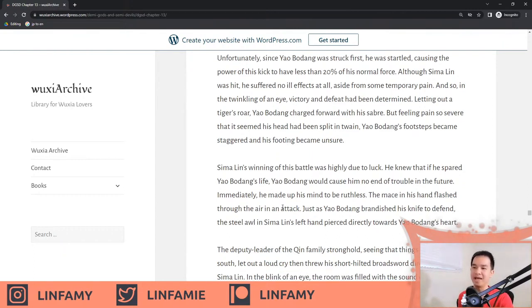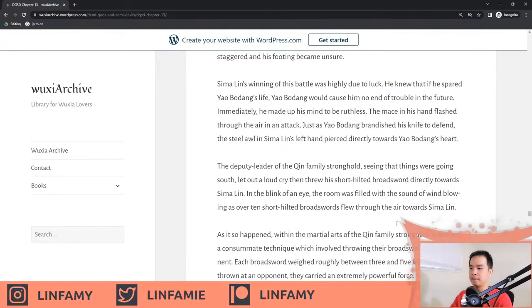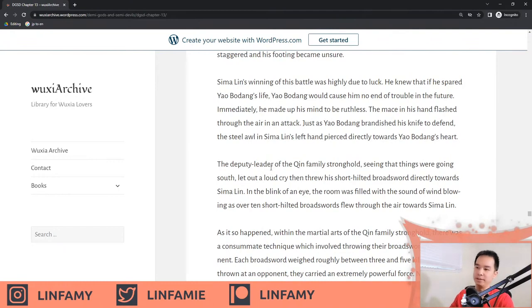The mace in his hand flashed through the air in an attack. Just as Yao Bodang brandished his knife to defend, the steel awl in Sima Lin's left hand pierced directly towards Yao Bodang's heart. The deputy leader of the Qin family stronghold, seeing that things were going south, let out a loud cry, then threw his short-hilted broadsword directly towards Sima Lin. In the blink of an eye, the room was filled with the sound of wind blowing as over 10 short-hilted broadswords flew through the air towards Sima Lin.